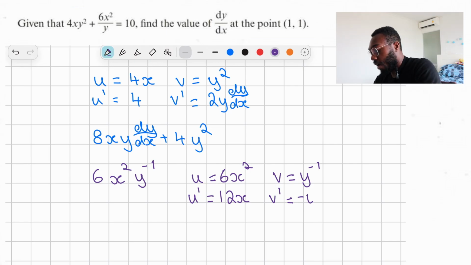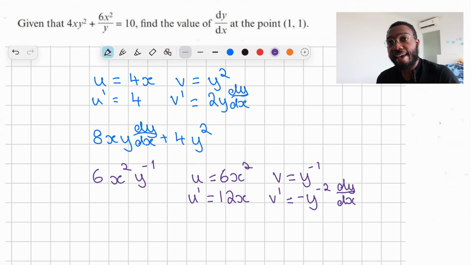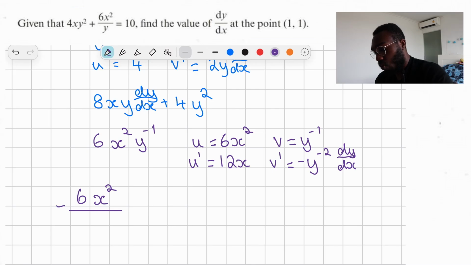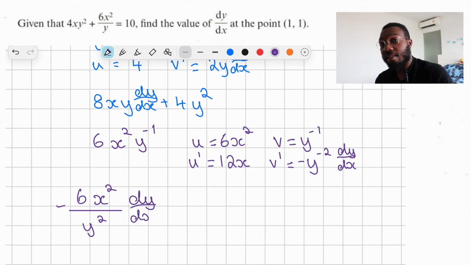So you get a minus y to the minus 2, and then you just add the dy over dx at the end, because y is a function of x. And now we've done that, we just put it all together. So we would do u times v dash. In this case, that would be a 6x squared, okay? And now what I'm going to do, I'm bring that minus y to the minus 2 to the bottom. So we get a minus y to the 2, okay? I've rewritten it as a fraction now. And then we just add the dy over dx.